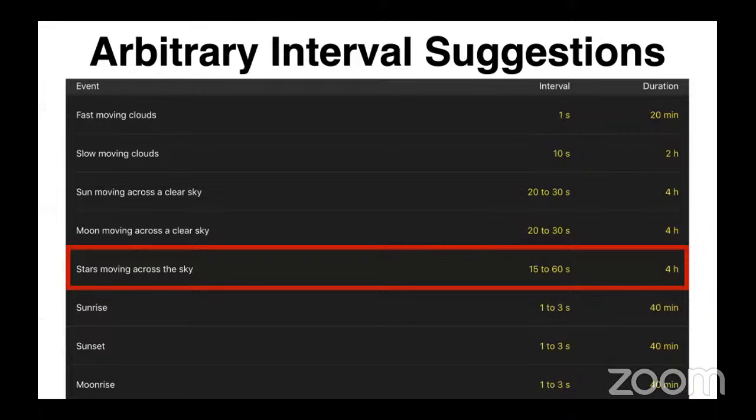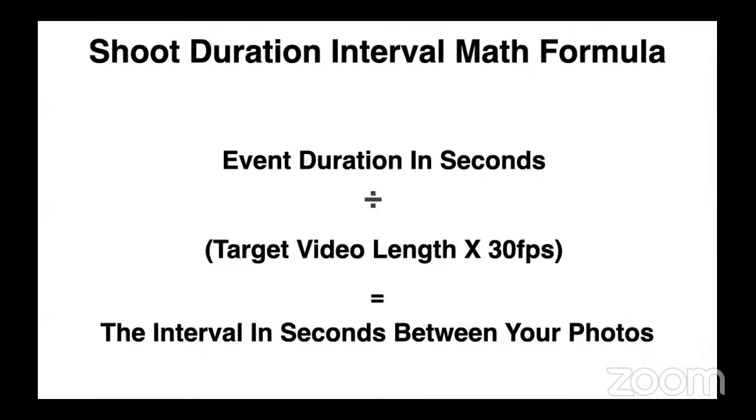There are charts like this one that would say, well, if you want photos of the sky, stars moving across the sky, shoot somewhere between 15 and 60 seconds between each interval. Alternative is we could do a tiny, tiny bit of math.